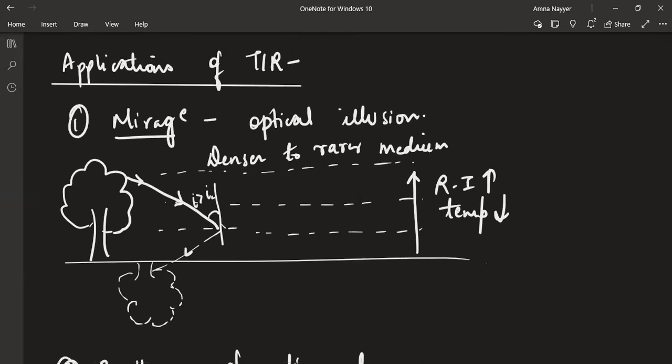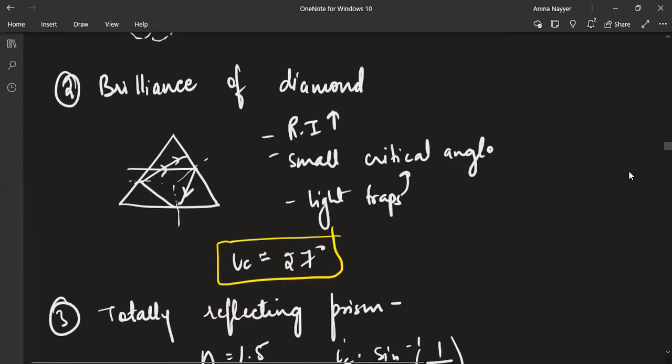One of the applications of TIR was mirage formation, right? It's an optical illusion that is formed when the ray of light crosses the different layers of the atmosphere. Since these different layers have different refractive indices, we get a totally internally reflected ray. So mirage formation, all these applications, and a complete theory-based question can be asked in your exam, where you have to mention what is TIR, explain the phenomenon, write about critical angle and its condition, as well as mention the applications of TIR.